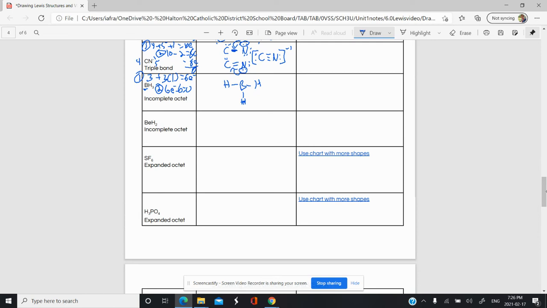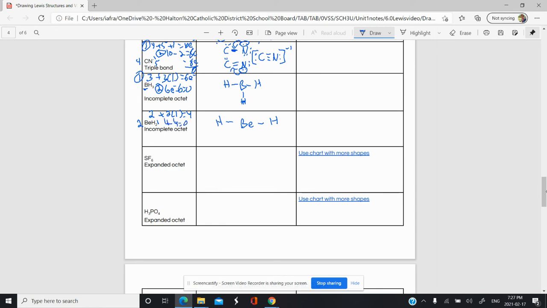Now, let's get to the second example of incomplete octet, beryllium hydride. So here we have 2 valence electrons and 1 for each hydrogen. So it's 2 plus 2 times 1, which is 4. So we'll connect our beryllium central atom to the 2 hydrogens. And what you'll notice is you just placed 4 electrons because 2 in each line. So 4 minus 4 is 0.